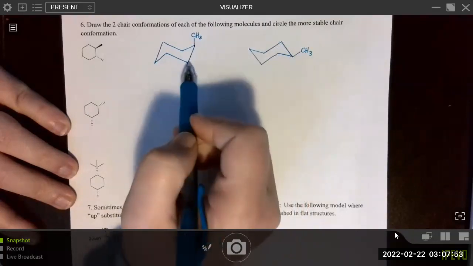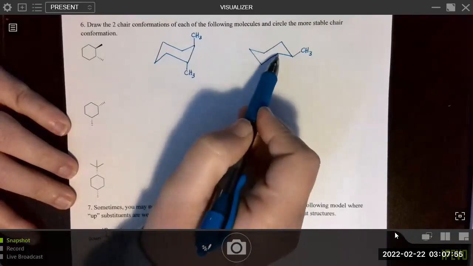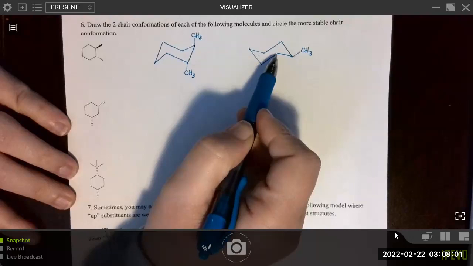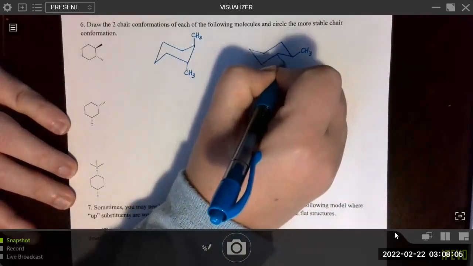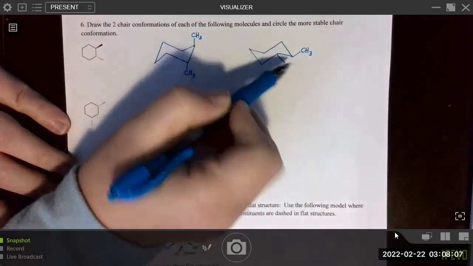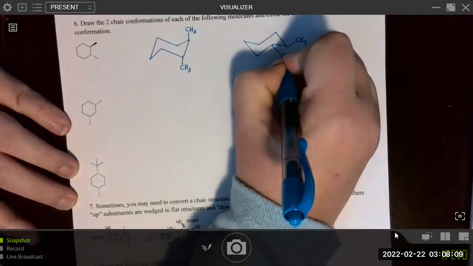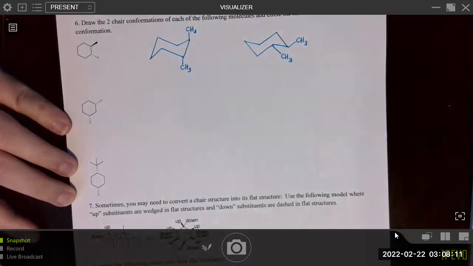And then this carbon becomes this one. Again, it has its methyl that's currently down in axial and needs to become down in equatorial. And that line should be parallel to this one. Go ahead and draw that in and add the methyl.